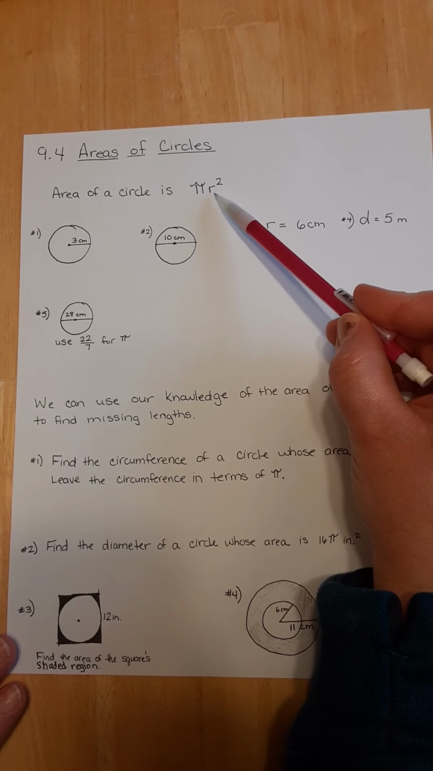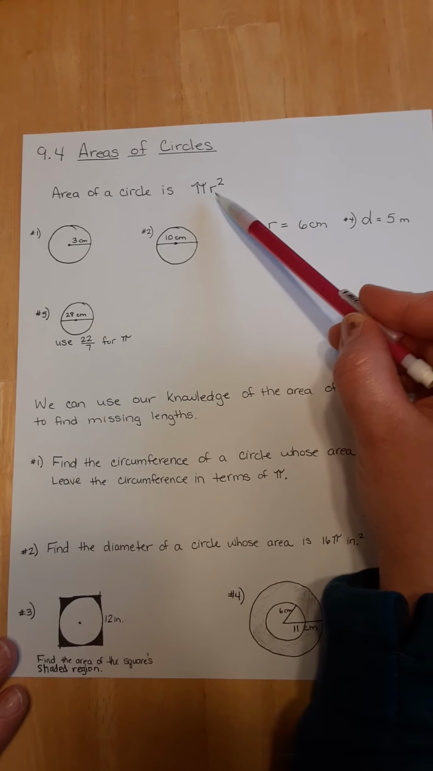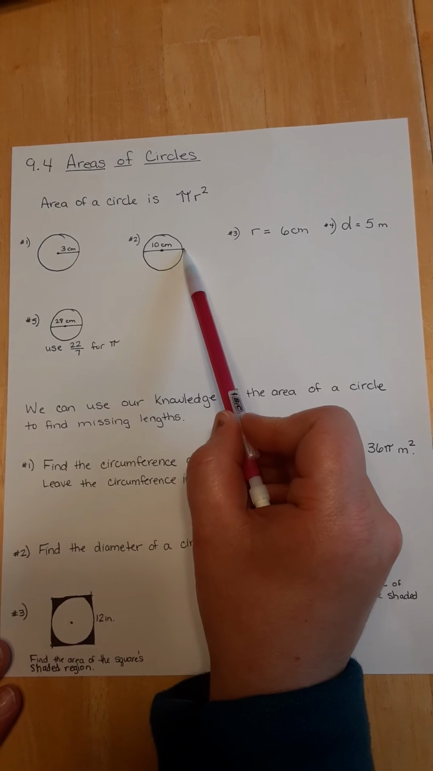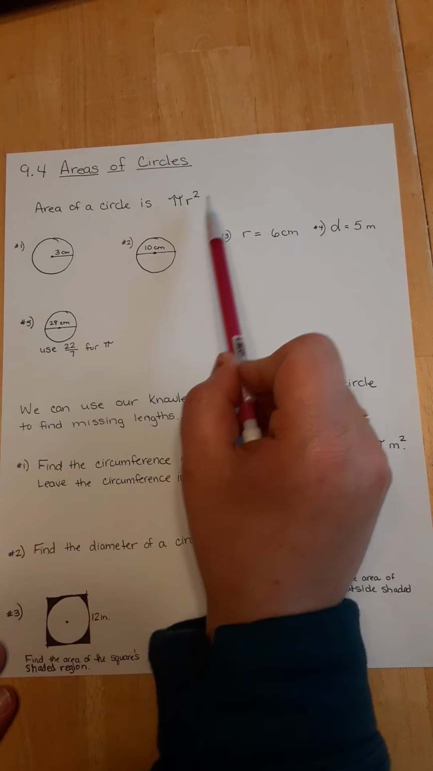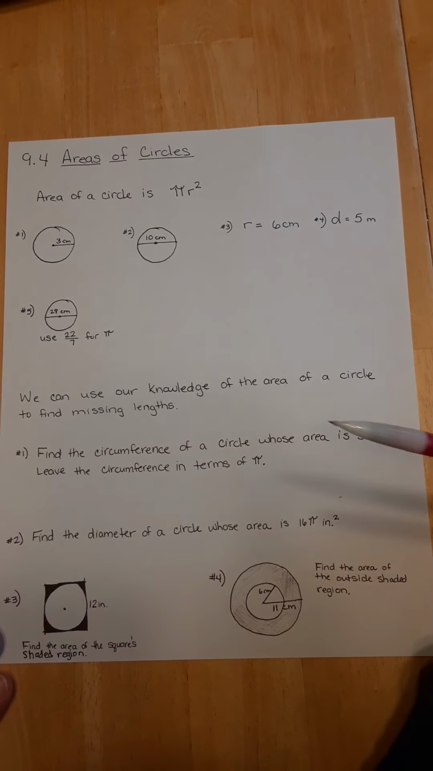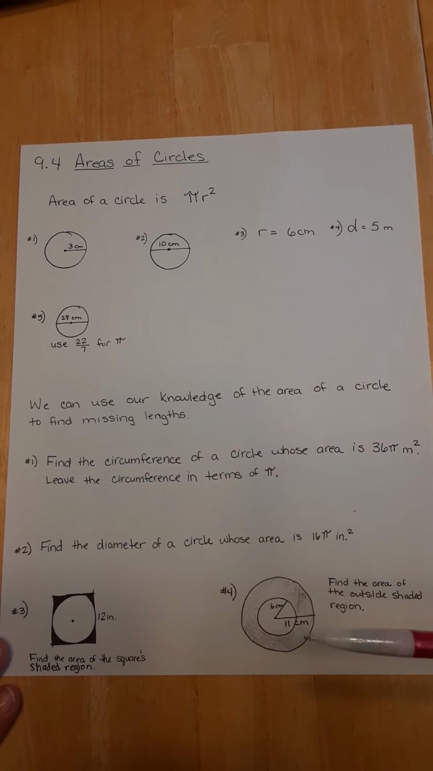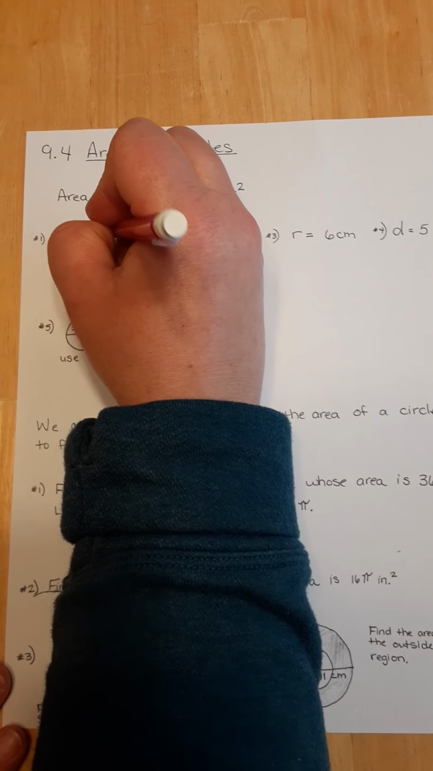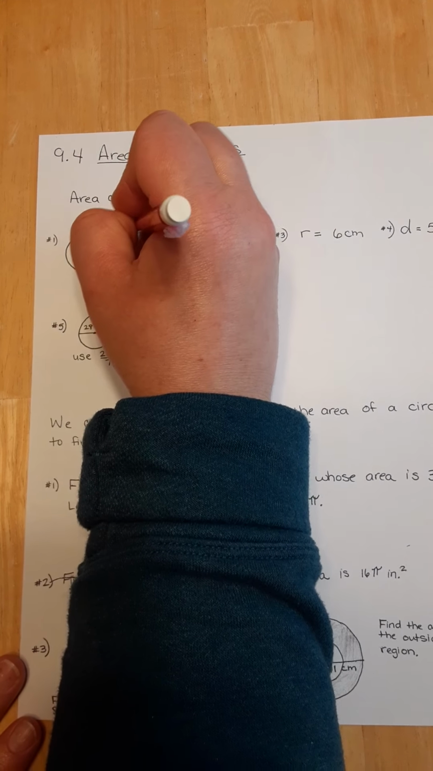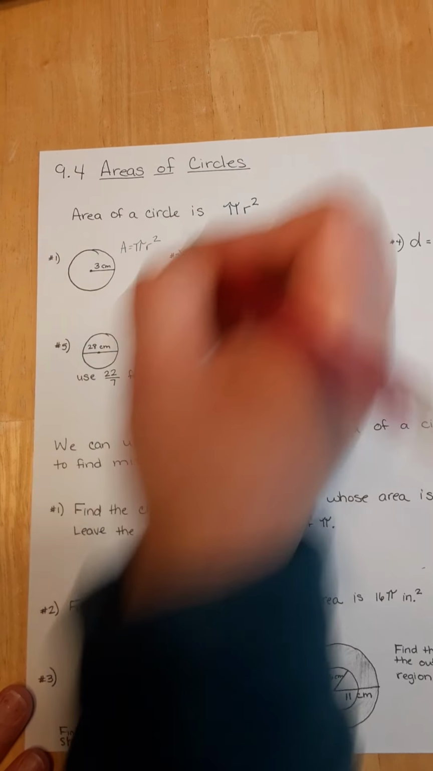Area is only dealing with the radius. So it doesn't matter if they give us the diameter or the radius. We have to always change it to the radius. So let's work through some problems and see how this works out. Okay, our area equation, remember, is area equals pi radius squared.